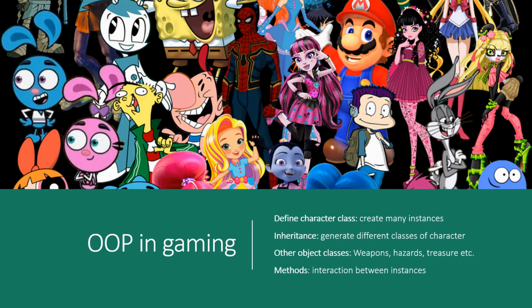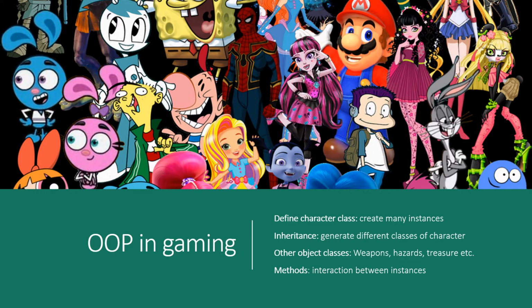OOP is used a lot in games development nowadays. Game characters are defined typically by defining a character class and then creating many different instances of that class. This allows modern games to be populated with many varied characters. Furthermore, by using inheritance, we can create many classes of character, so types of character which will come up repeatedly in the game. For example, zombies in a zombie game, or aliens, or marines, whatever kind of game it is.